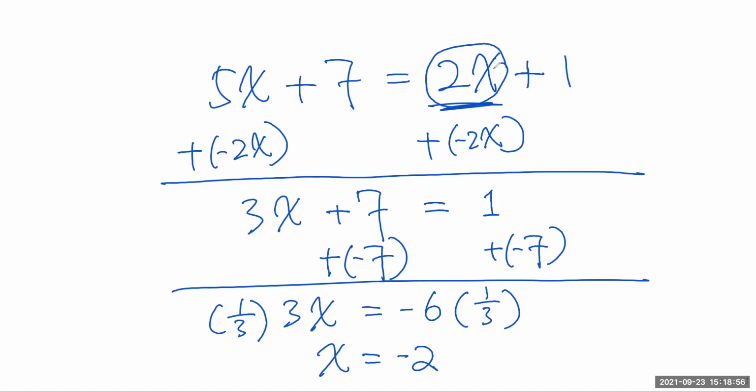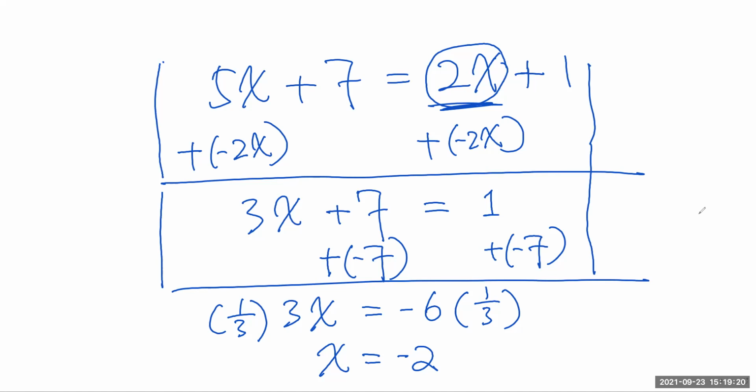Because I want to gather 2x on the right. I want to get rid of the variable on the right. So that's why I did it first. Now, these 2 steps, you could do the second step first, then do the first step second. That doesn't matter.